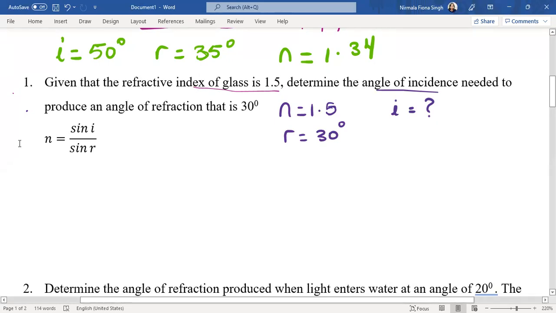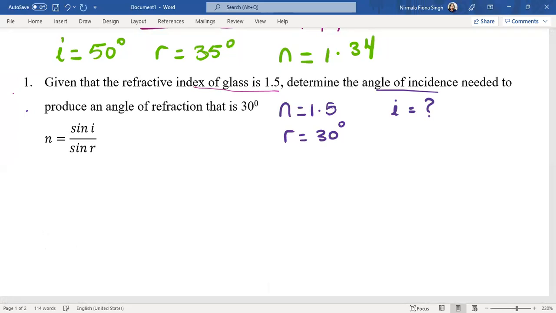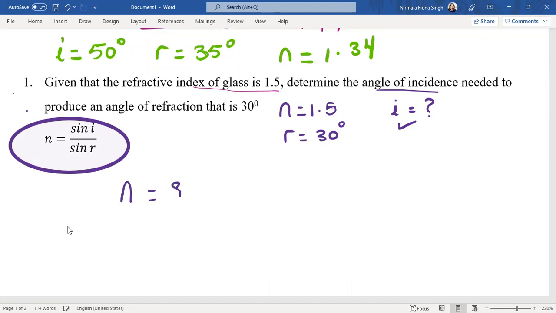Now, if you all remember last term, I said it's easier to work with the equation and then start plugging in numbers. So what I usually do is manipulate our equation first and then start doing the calculation. So n, I want to find i. Let's transpose and make i the subject of the formula. So you're going to have n is equal to sine of i over sine of r. Let us cross multiply.